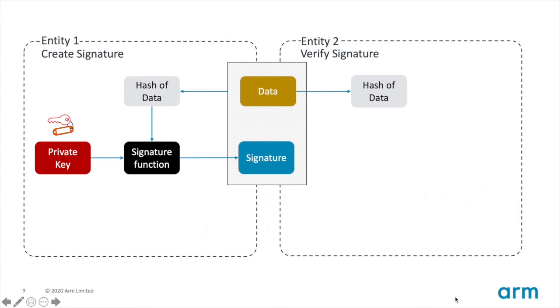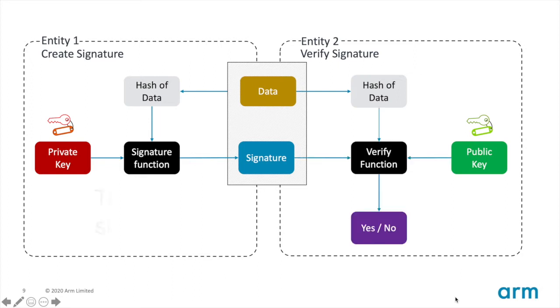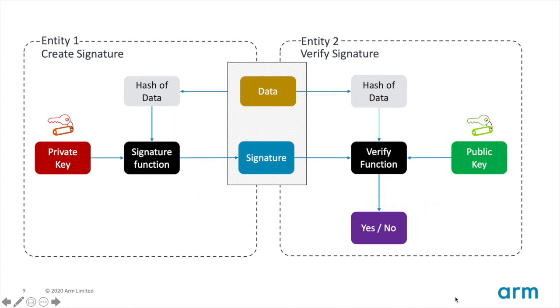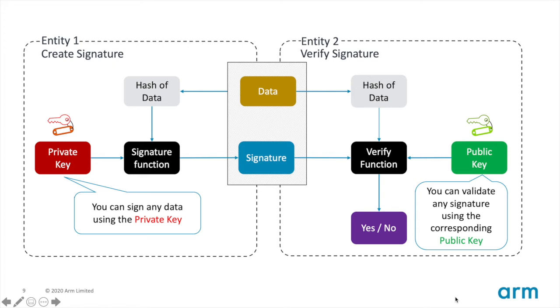So then the second entity wants to verify that signature. So it has access to the data and the signature, and it also calculates the hash independently. So then it takes the public key, which is known to be associated with the private key, and it runs it through the verify function, and then it compares the output of the verify function with the hash data that it knows it should get after processing that signature, and then it can compare, was it valid or not. So with the private key, you can sign any data, and with the public key, you can validate any signature based on that data.